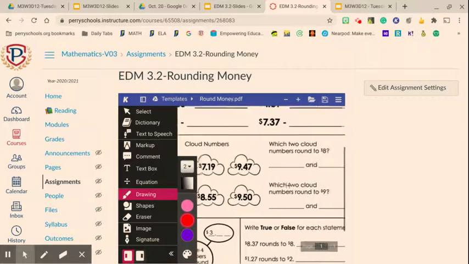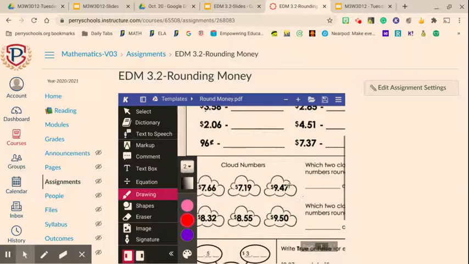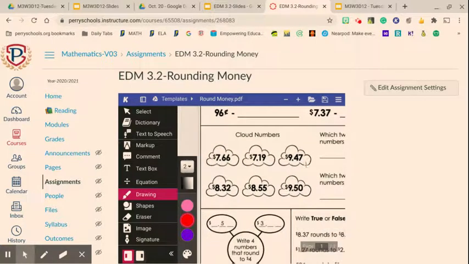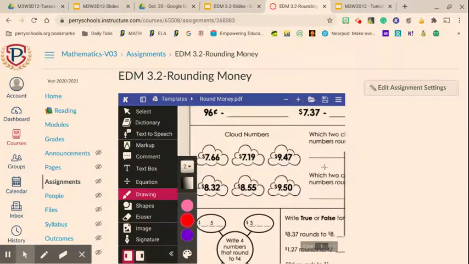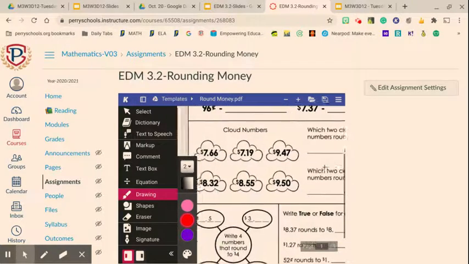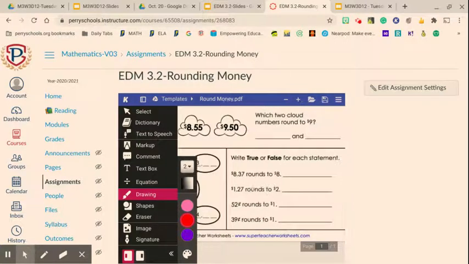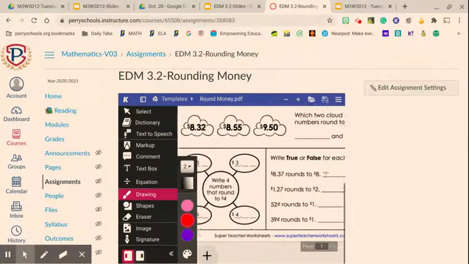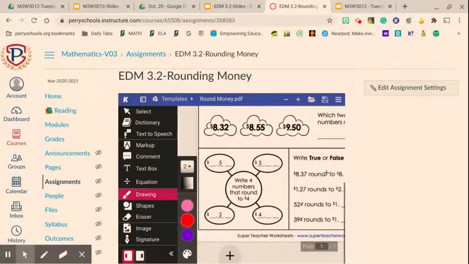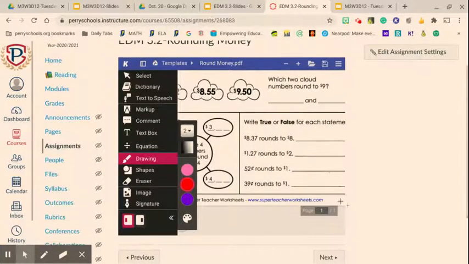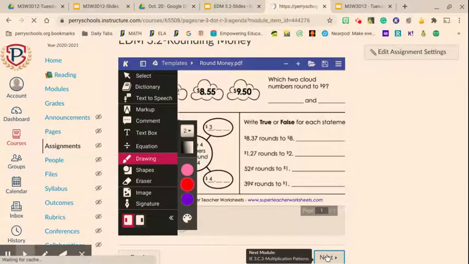The middle part says which two clouds contain, or which two cloud numbers round to $8. So you'll look and you'll write these dollar amounts that would go to $8. And then which two would round to $9? Again, pick here. Write true or false for each statement. Again, you're going to look at, does it round to the nearest $8? So you would say true or false. Once you submit that, you click on the next button and watch the video on BrainPop.